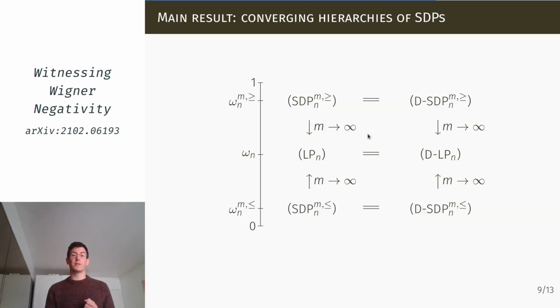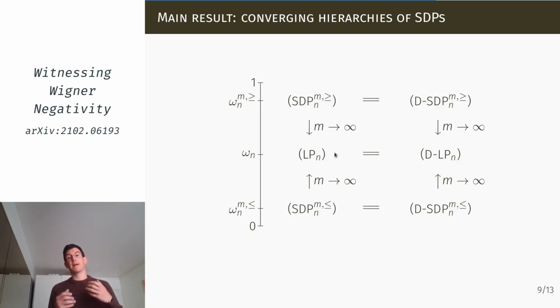Here is the main result of the paper. LP_n is the infinite dimensional linear program that computes the threshold value omega_n. And if you remember, this is an optimization problem of a positive continuous function. You can express its dual, which would be an optimization over positive measures.